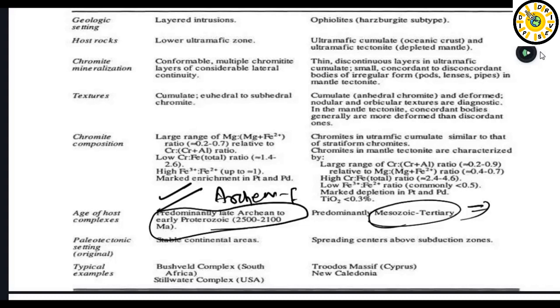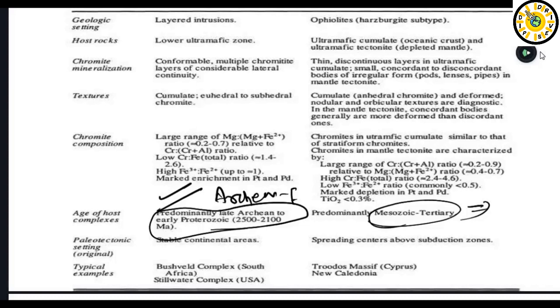Large stable continental part. Exactly, right. So during that early Archean or early Proterozoic time, the craton was stable at that particular time period. After that, if you find a craton, then that particular craton undergoes multiple phases of deformation. So that's why we find stratiform chromite deposit in the early Archean and early Proterozoic.